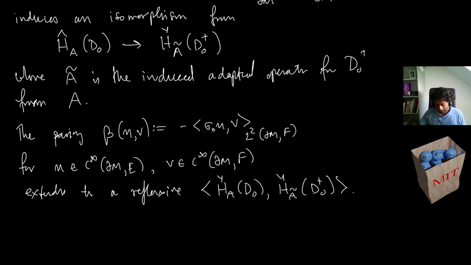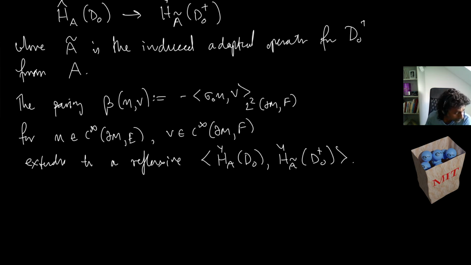So actually the statement should be the other way around, right? We have the perfect pairing, it's reflexive, and therefore this space has to be isomorphic to the adjoint of this space, which we know is the hat space, right? So that's how it goes. Okay, so let's prove this.